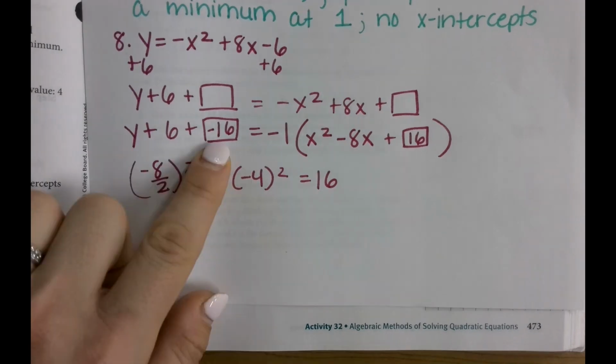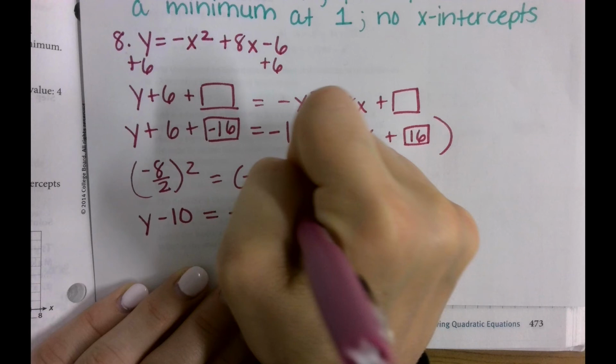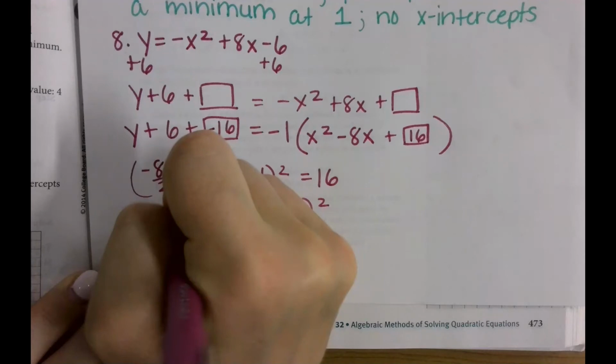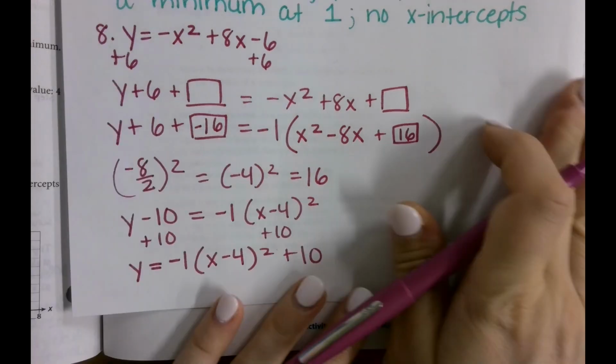All right, now negative 16 is negative 10, so y minus 10 equals my factored, I still have negative 1 on the outside, and then the x minus 4 squared. All right, now we're getting close to the finish. Back over, add 10 to both sides, y equals negative 1 times x minus 4 squared plus 10.